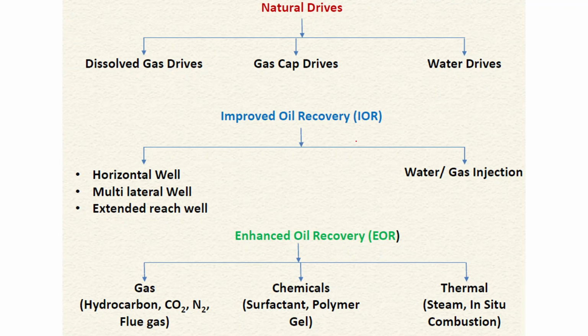The first one is natural drive, that is basically using natural forces only to extract the oil from the reservoir rock. It consists of three different types, which we will be talking about: dissolved gas drive, the gas cap drive, and the water drive. Then the second one is improved oil recovery.